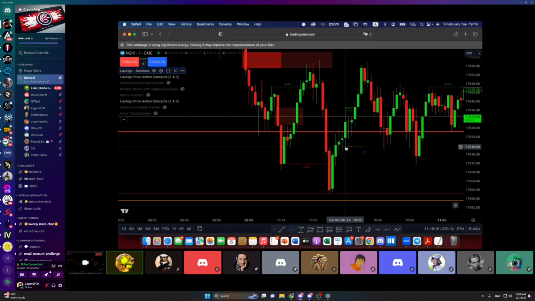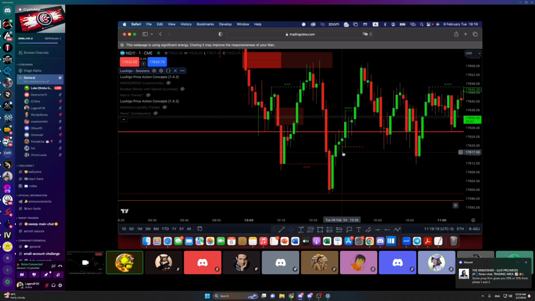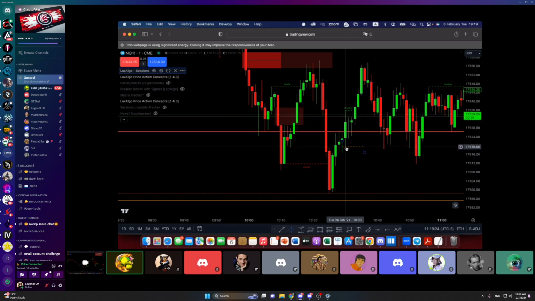Where am I buying? Most likely in the upper portion, about 75% or up to 50%. But my stop loss was right here. My stop loss was right there. I don't know if you guys see in the picture. And I added another contract here.